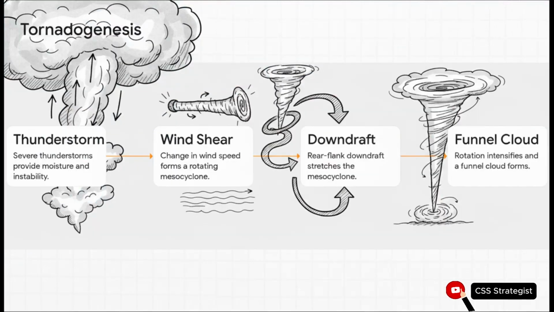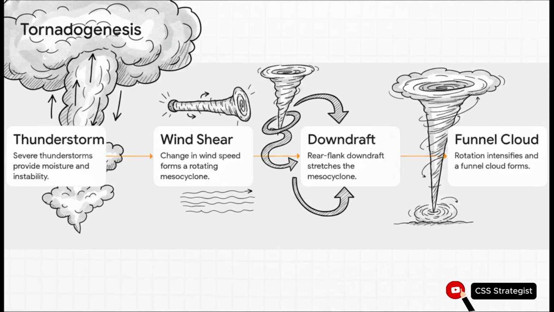So how do they form? Tornadogenesis usually kicks off inside severe supercell thunderstorms. First, you've got your thunderstorm instability and lift. Then, you introduce wind shear. That's a change in wind speed and direction as you move up in altitude. This shear creates a rotating horizontal tube of air, which the updraft then grabs and tilts vertically, creating what we call a mesocyclone. Next up, a rear flank downdraft plunges down and interacts with that updraft.